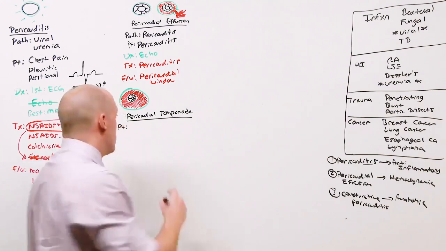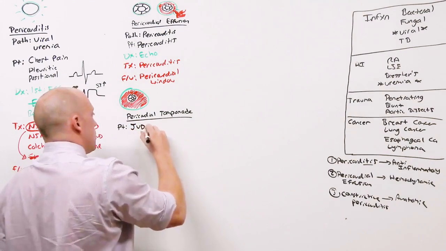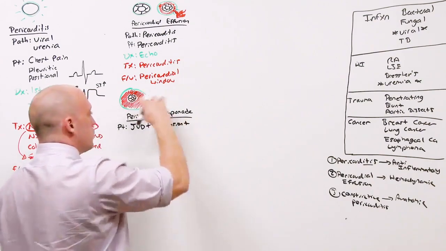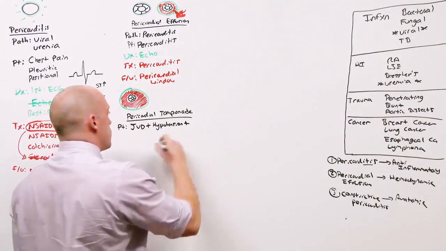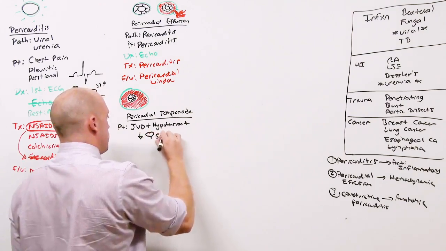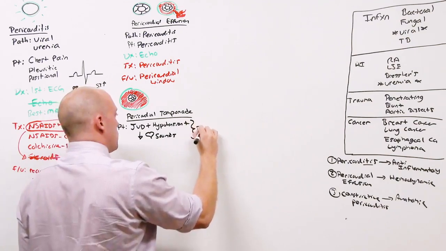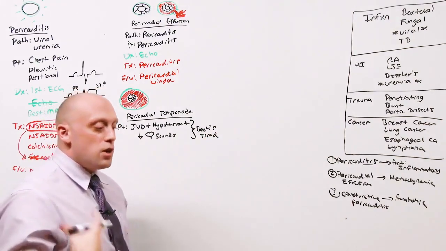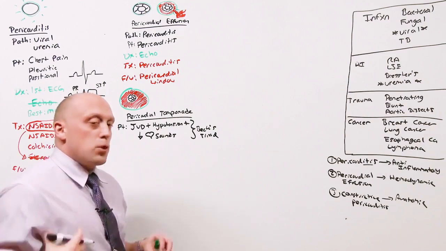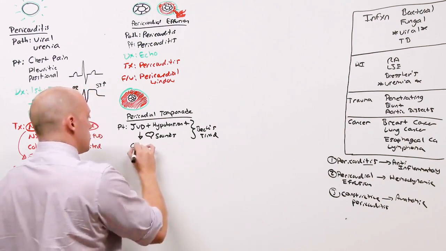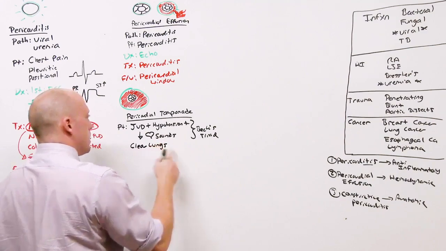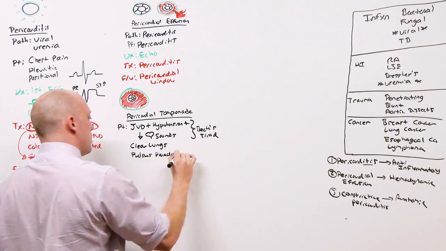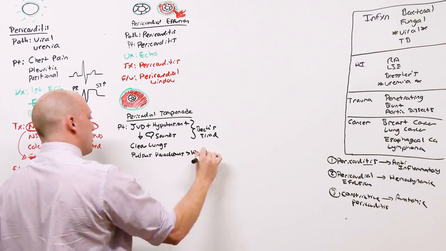So what you're going to see is jugular venous distension and hypotension. And because there's all this fluid between the heart and the stethoscope, decreased heart sounds. This together is called Beck's triad, indicative of pericardial tamponade. But because it is heart failure, but the blood can't get through the right ventricle, you're going to have clear lungs. And the thing that makes the clinical diagnosis of tamponade is pulsus paradoxus. Pulsus paradoxus is a normal phenomenon unless it's greater than 10 millimeters of mercury.